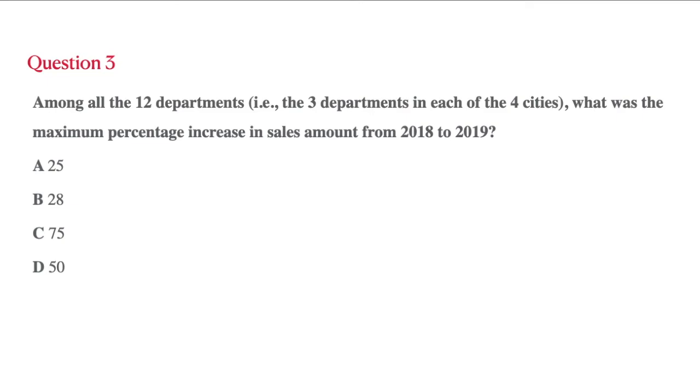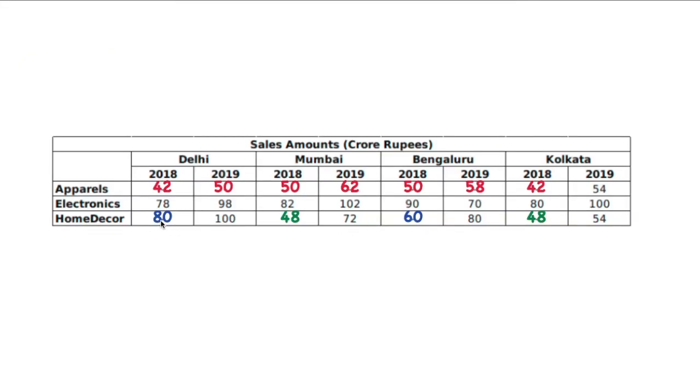Now, the next question is: among all the 12 departments, what was the maximum percentage increase in sales amount from 2018 to 2019? While solving such questions, you don't have to take out the percentage increase of all 12 departments, right? It will waste your time. So just try to observe. Here you have 80 to 100. This means the increase is 25 percent. You should be thorough with percentages. How do you know the increase in percentage just by looking? That just comes by practice. And all of these do not beat that.